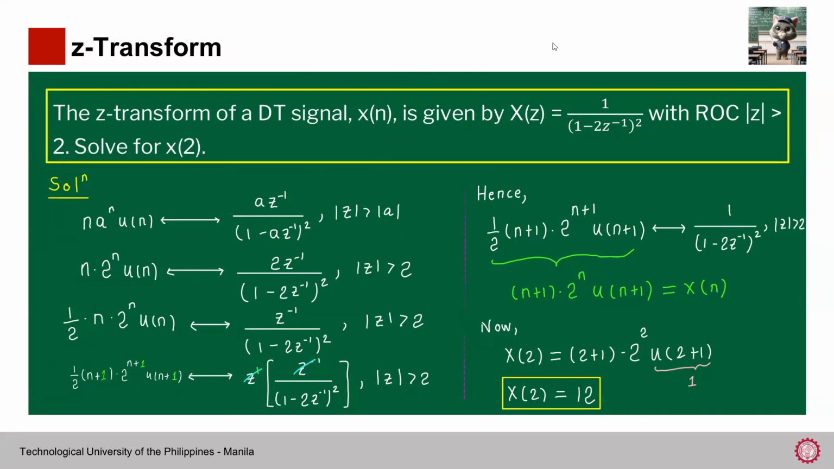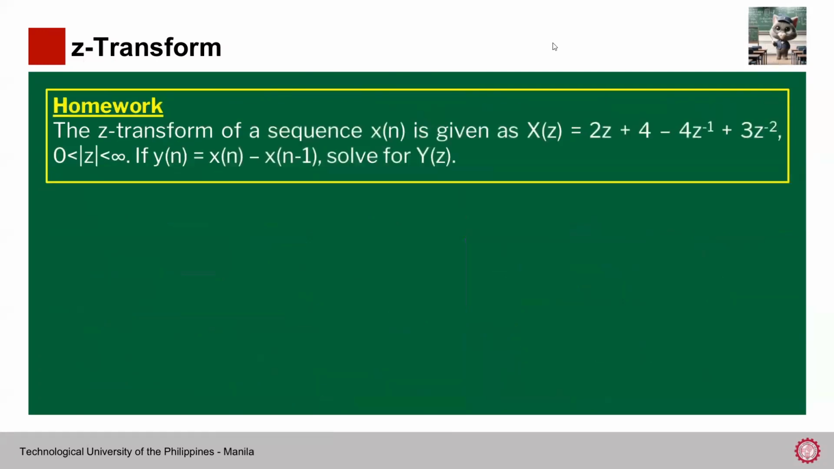All right. Okay, guys, so now for the homework question, we have here the Z transform of a sequence x of n, given as X of z equals 2z plus 4 minus 4 z raised to minus 1 plus 3 times z raised to minus 2. Ang kanyang ROC is ano? By the way, guys, this is another way of writing the ROC. So this is a little bit different from what we had in our on-site classes, our live classes, guys.